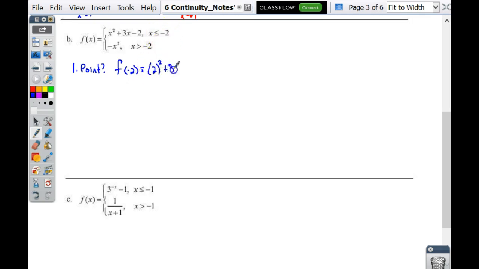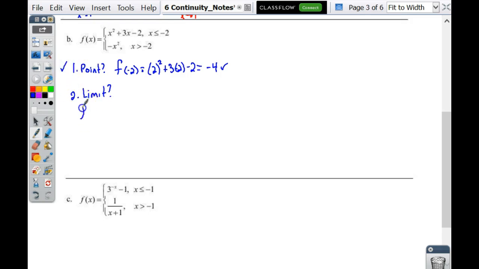-2 squared plus 3 times -2 minus 2. We go through, we find out what that's going to be. That turns out to be 3 times -2. That makes more sense. -4. So does the point exist? Sure does. Now why did I know to do this? Because there's the equal sign for this first line. Point number 2, limit. Here, I'll put a check right there. That's a little bit easier to see.